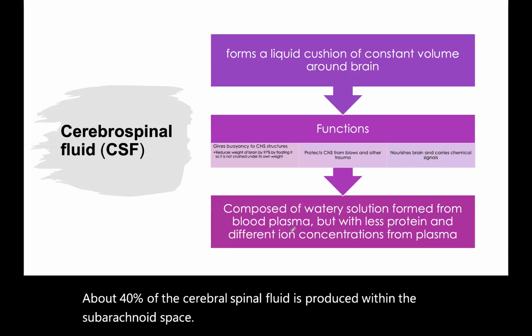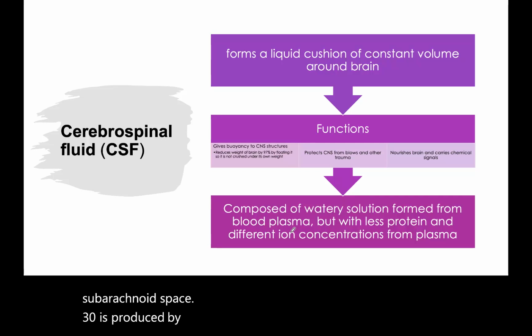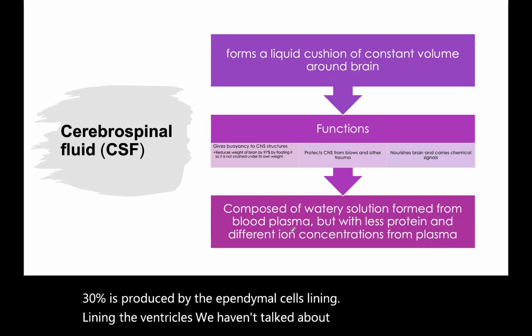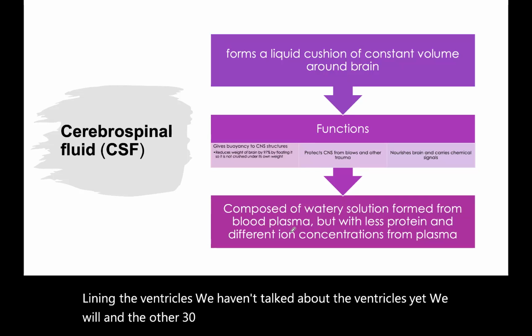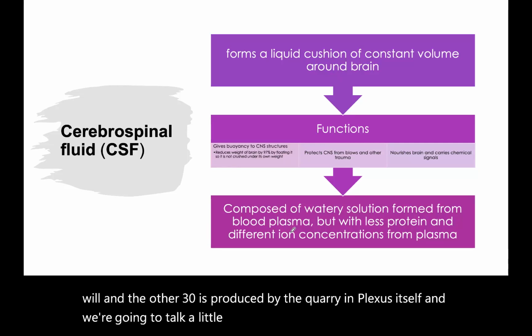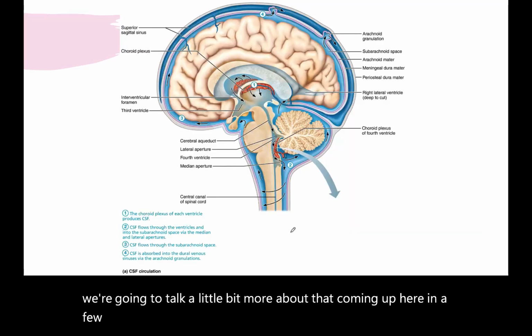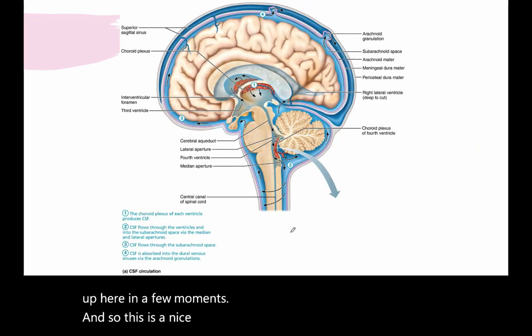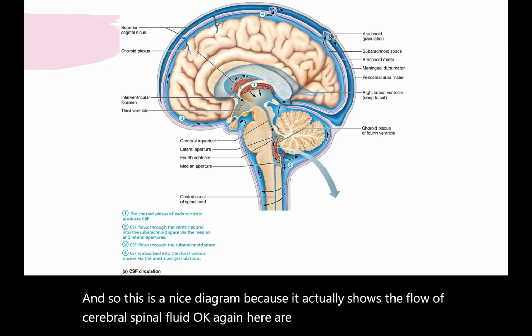30% is produced by the ependymal cells lining the ventricles. We haven't talked about the ventricles yet. We will. And the other 30% is produced by the choroid plexus itself. And we're going to talk a little bit more about that coming up in a few moments. All right. And so this is a nice diagram because it actually shows the flow of cerebral spinal fluid. Okay, again, here are the arachnoid villi.